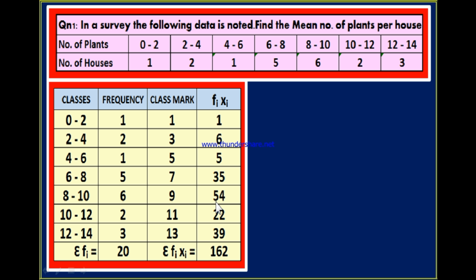300 minus 250 is also 50. 400 minus 350 is also 50. 450 minus 400 is also 50. Therefore, h is nothing but the height of the class. The height of the class is nothing but the difference between any two successive upper boundaries, or any two successive lower boundaries, or any two successive mid values. But please keep in mind, h should not be the difference between the lower and upper boundary of a particular class.